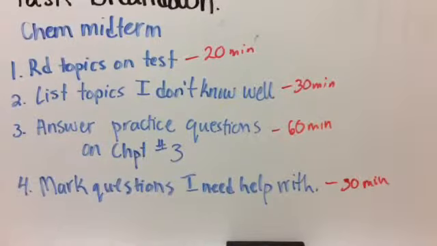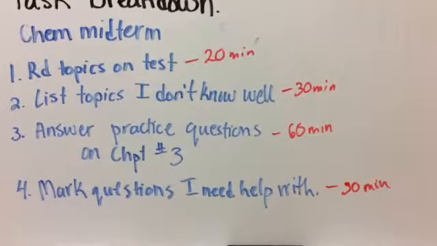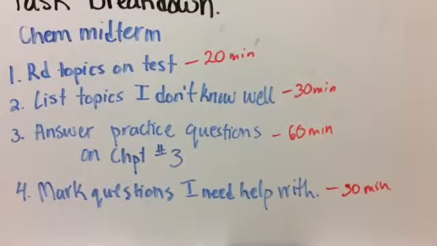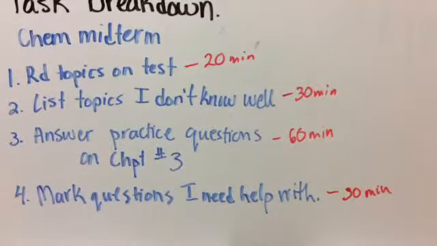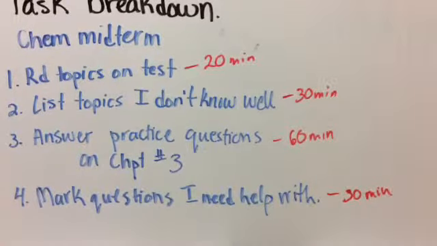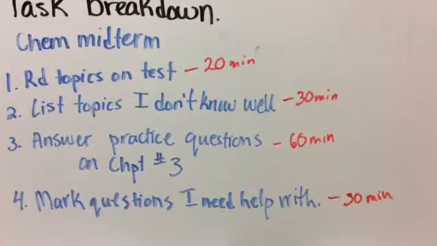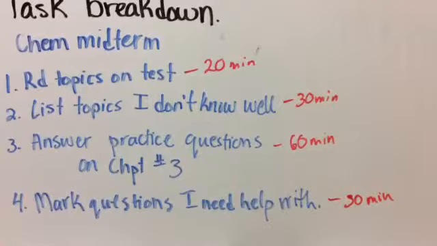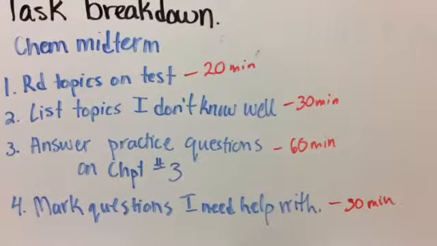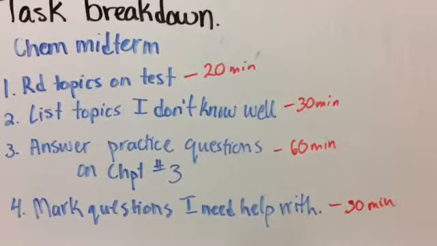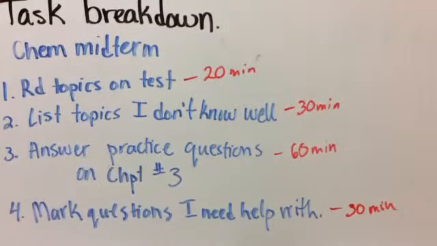Then what you do is you're going to allot the amount of time it's probably going to take you. So read topics on the test, about 20 minutes. List topics I don't know well, I'm going to give myself about 30 minutes. Answer practice questions, you know what, I'm probably going to be about an hour. So try to be really realistic. And because I'm looking at bite-sized pieces, it's sometimes easier to be realistic in these situations, okay? You're going to do the task breakdown for all the items due next week, which are your goals, remember. Okay, so we're going to parking lot that for a minute and switch to our weekly view of our calendar.